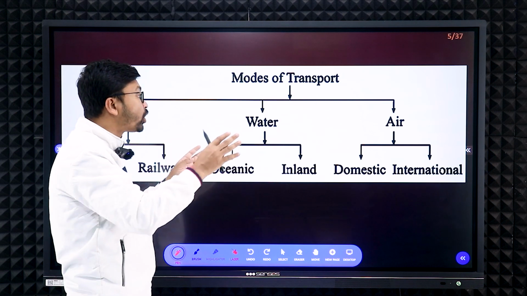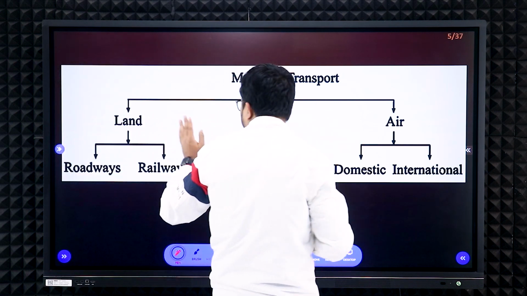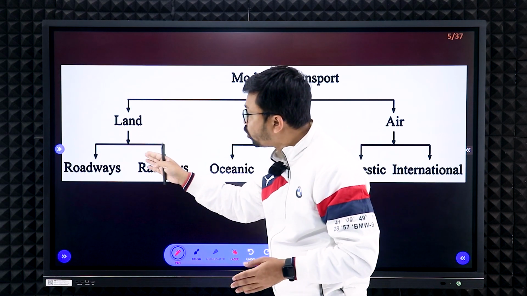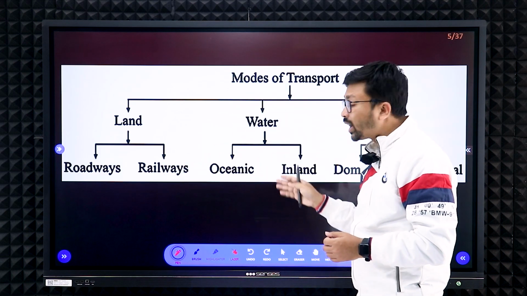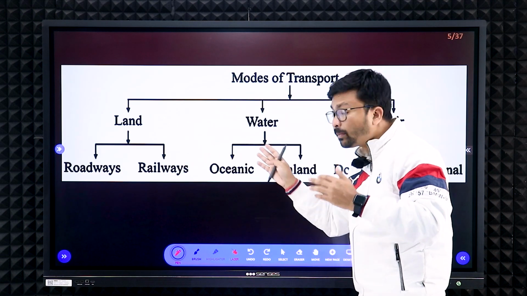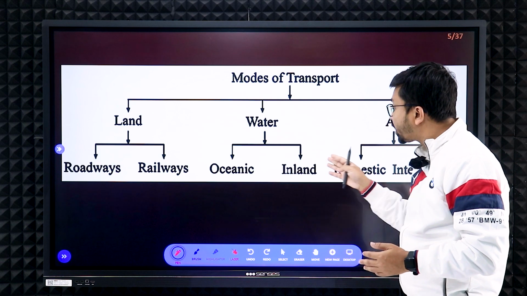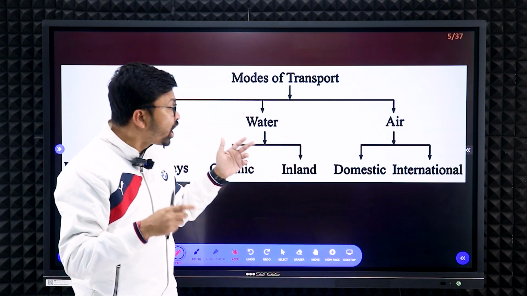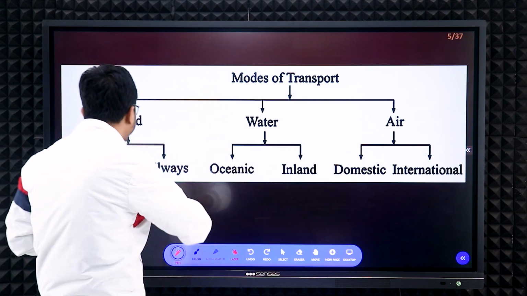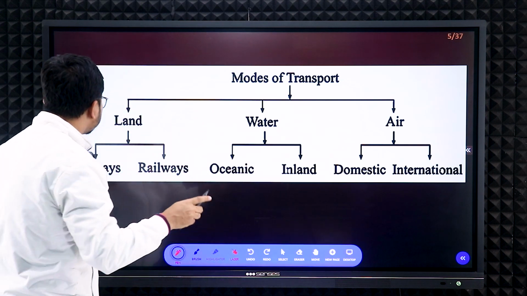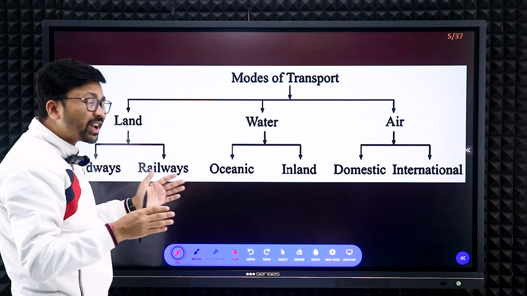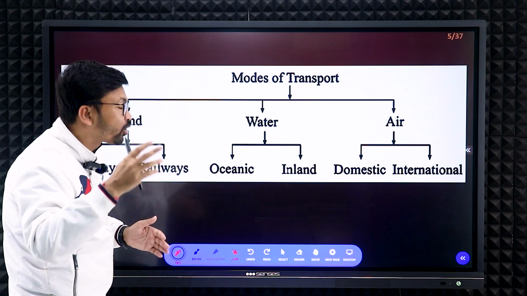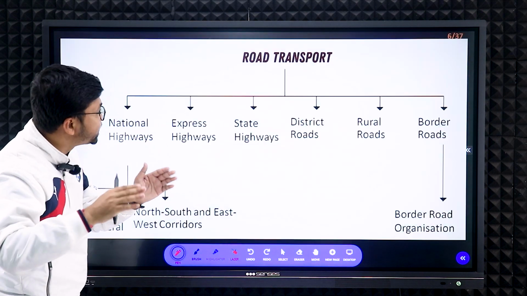Now here you can see the modes of transport I already discussed, right? Land transport is further divided into two, that is roadways and railways. Water transport, according to your syllabus, is further divided into two, that is oceanic and inland. And air transport is further divided into two, that is domestic and international, right? So we'll talk about them one by one. First we'll discuss roadways and then railways, then waterways and airways in some easy steps.